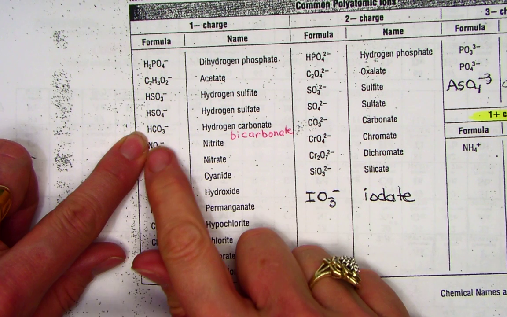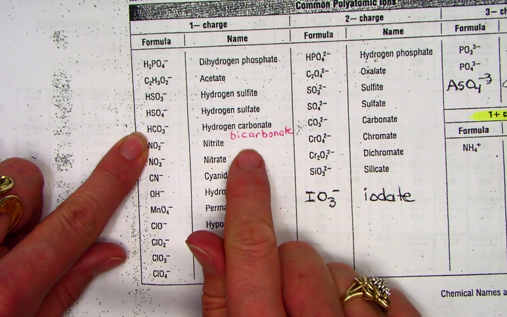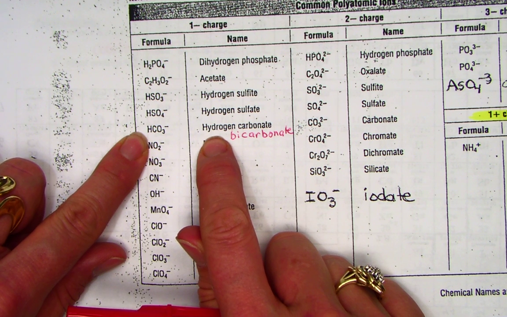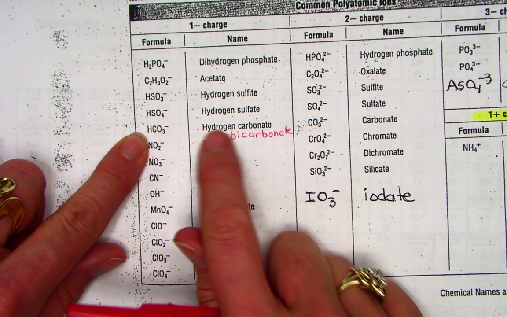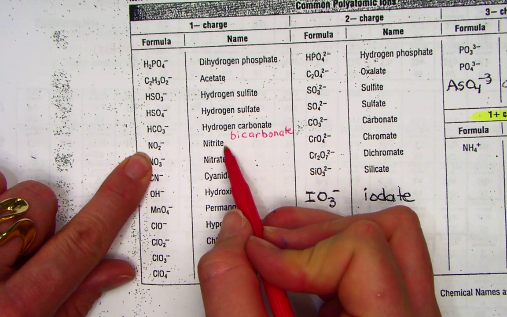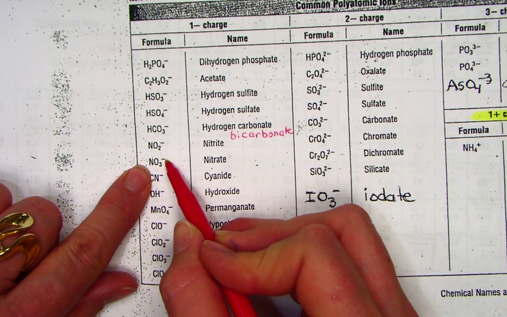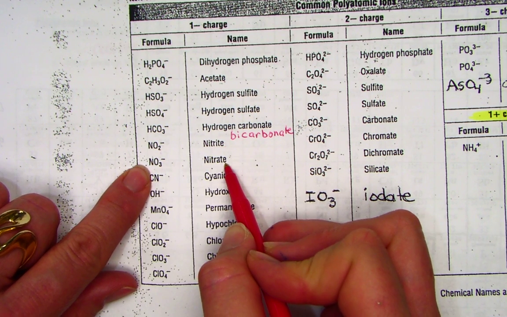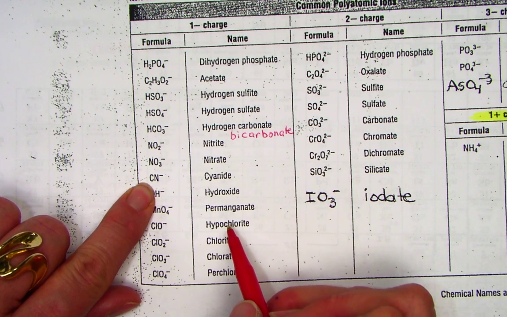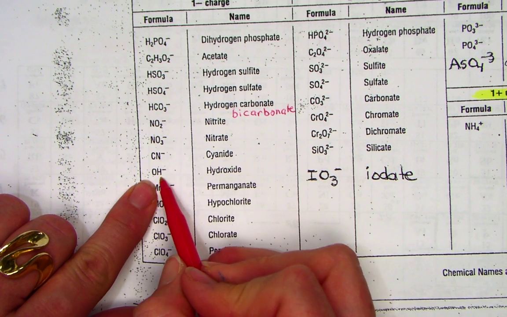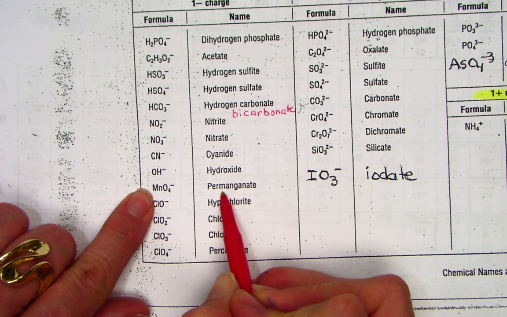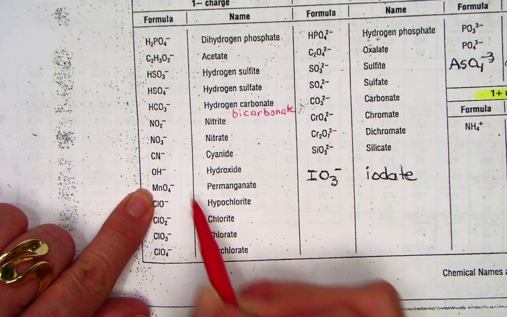Add that on. HCO3 is often called bicarbonate. We might also hear it called hydrogen carbonate. HCO3 -1, two names for that. NO2 -1 is nitrite. NO3 -1, nitrate. Here's an unusual ending, cyanide, CN -1. Hydroxide, OH -1. Permanganate, let me repeat, permanganate, MnO4 -1.